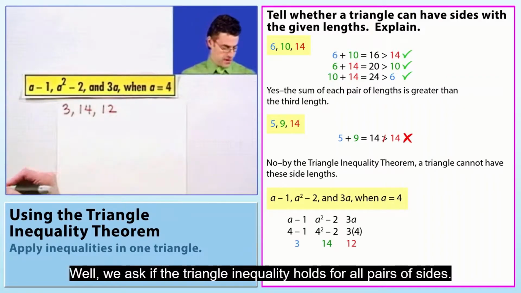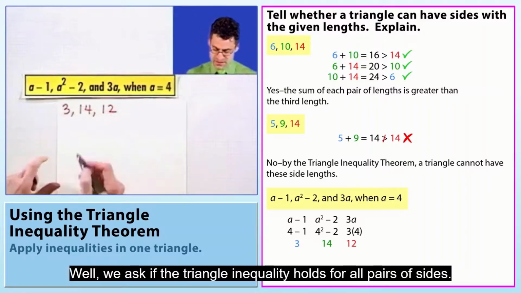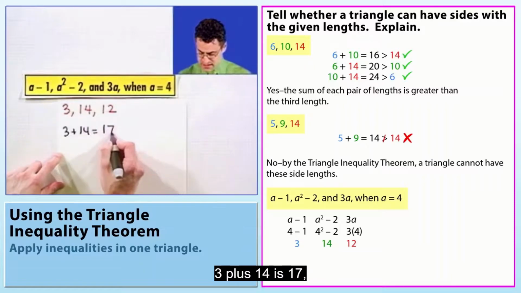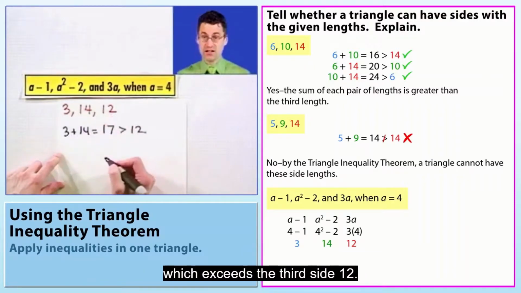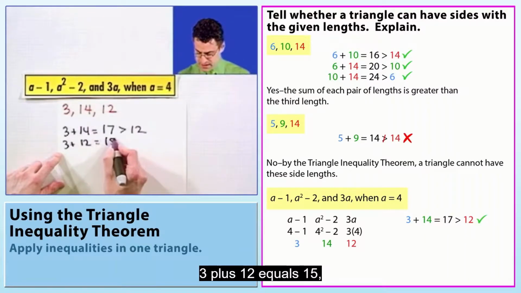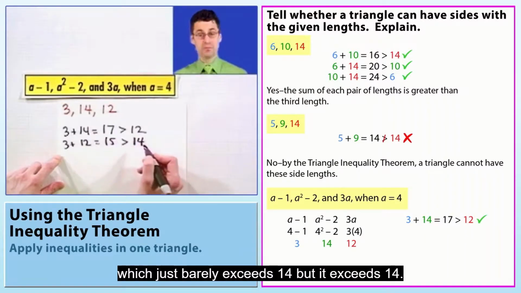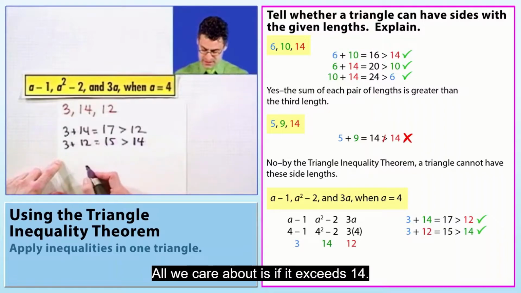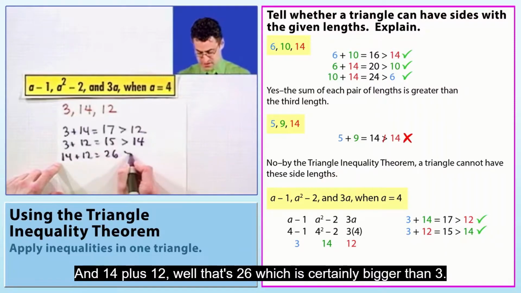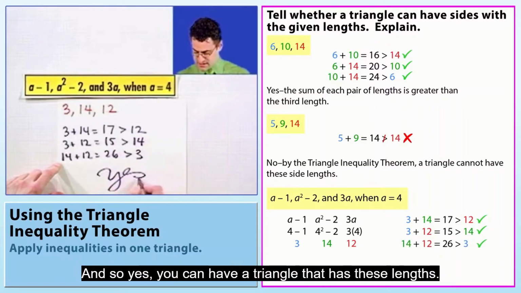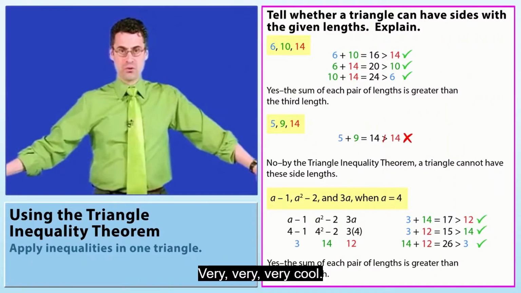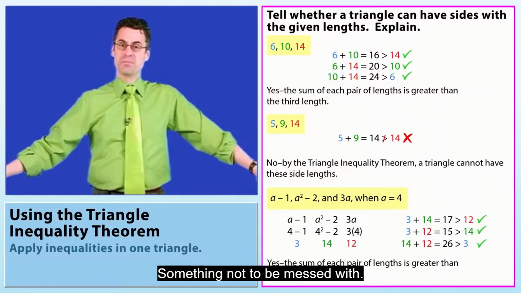Well, we ask if the triangle inequality holds for all pairs of sides. 3 plus 14 is 17, which exceeds the third side, 12. 3 plus 12 equals 15, which just barely exceeds 14, but it exceeds 14. All we care about is if it exceeds 14. And 14 plus 12, well, that's 26, which is certainly bigger than 3. And so, yes, you can have a triangle that has these lengths. Very, very, very cool. The triangle inequality. Something not to be messed with.